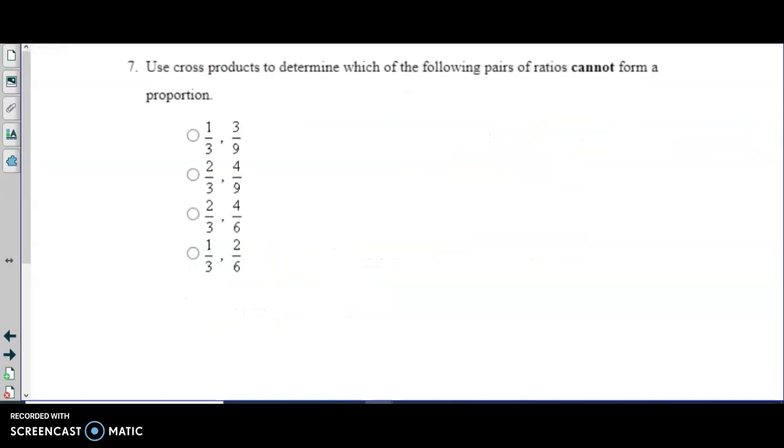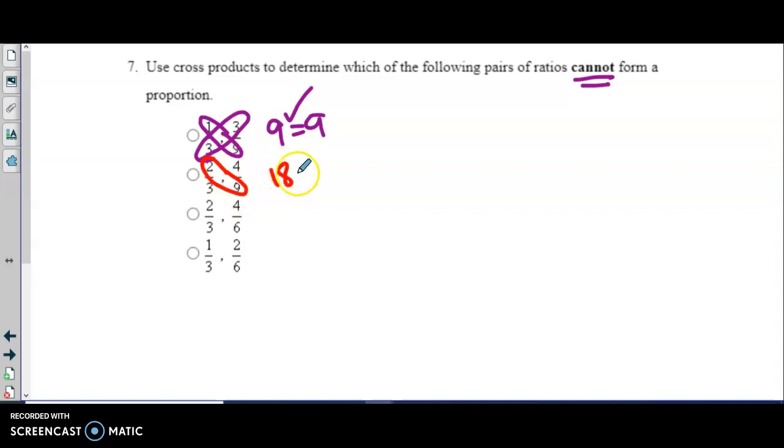All right, use cross products to determine which of the following pairs of ratios cannot form a proportion. So remember, when we cross multiply, they have to be equal. So 9 times 1 is 9. 3 times 3 is also 9. That works. Let's try the next one.